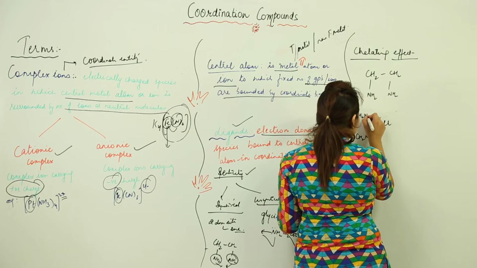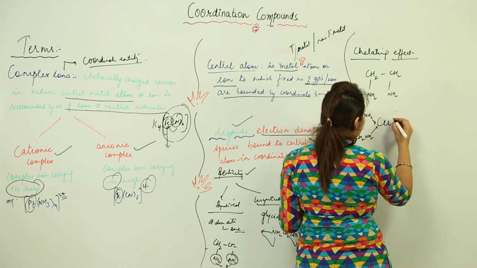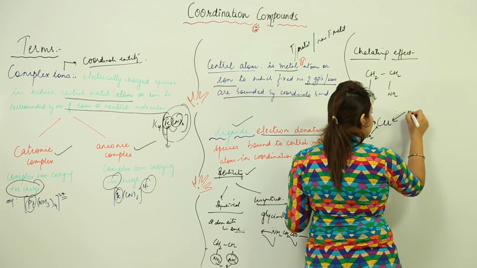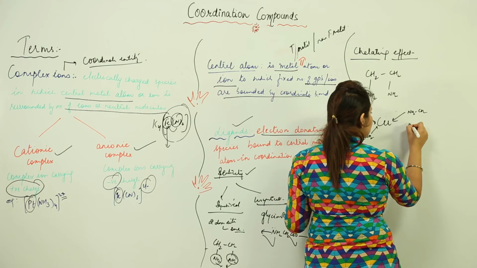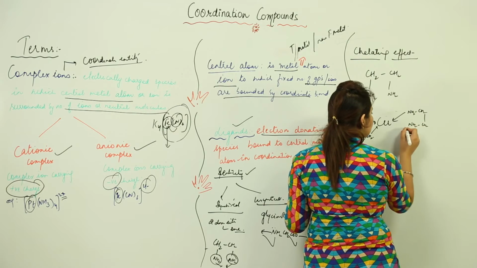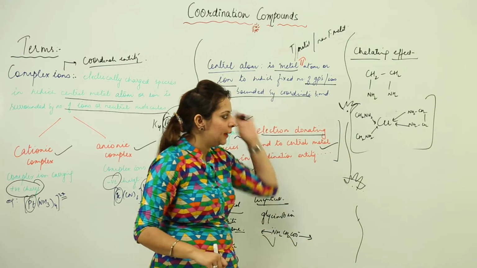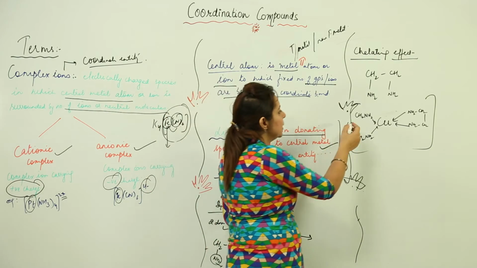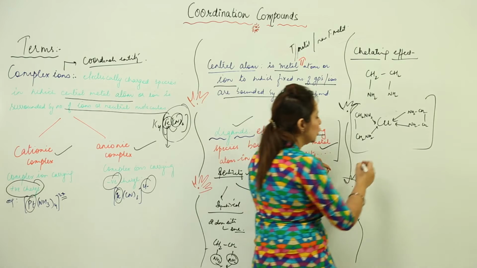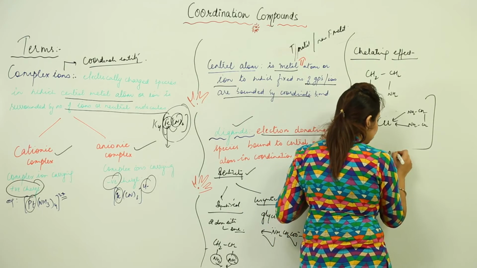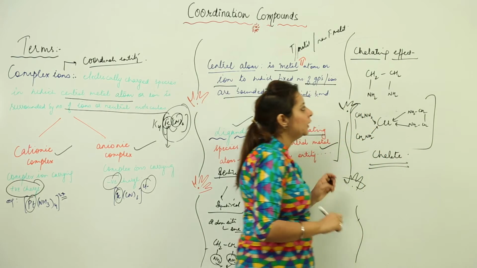NH2, coordinate bond, again NH2, CH2, NH2, CH2, these. So this leads to the formation of this kind of compound, and where this ring is formed is called as chelate. So what is chelate actually?